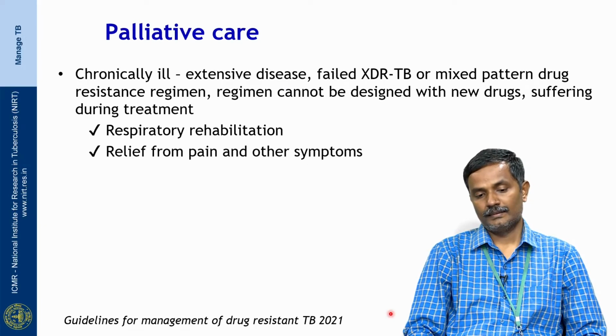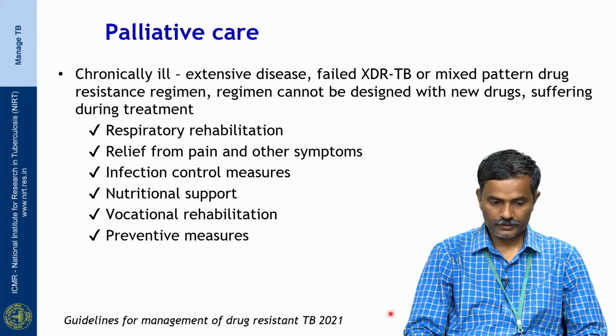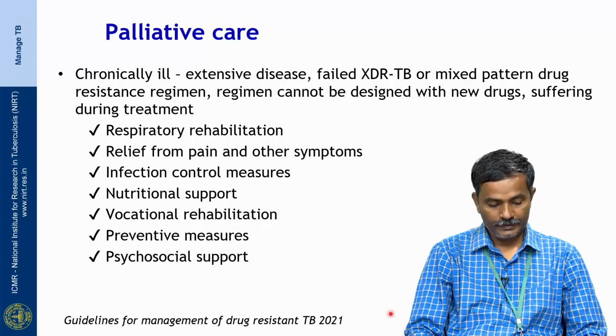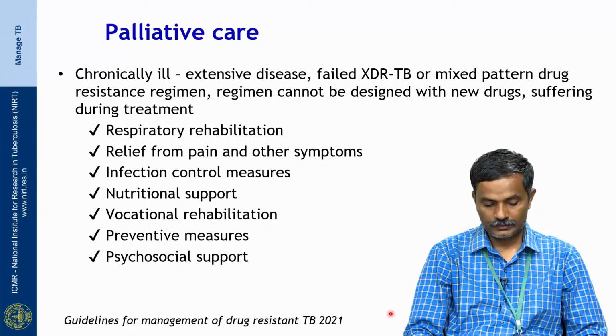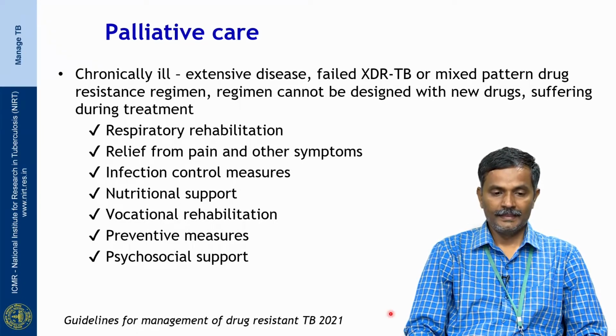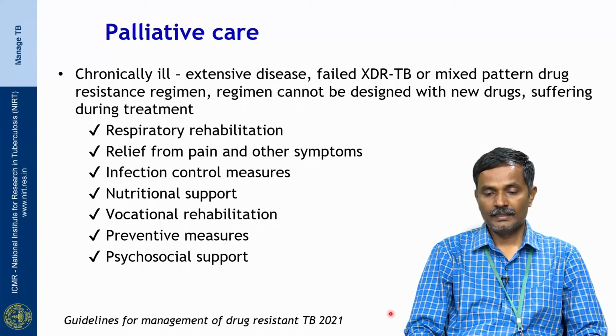So palliative care is very important for DRTB patients as well as post-DRTB patients. This often plays very little role in the program. So we have to concentrate more on these palliative care aspects, especially for chronic TB patients, who are very chronically ill with extensive disease, failed XDR TB or mixed pattern drug resistant regimens. A regimen cannot be designed even with the new drugs.